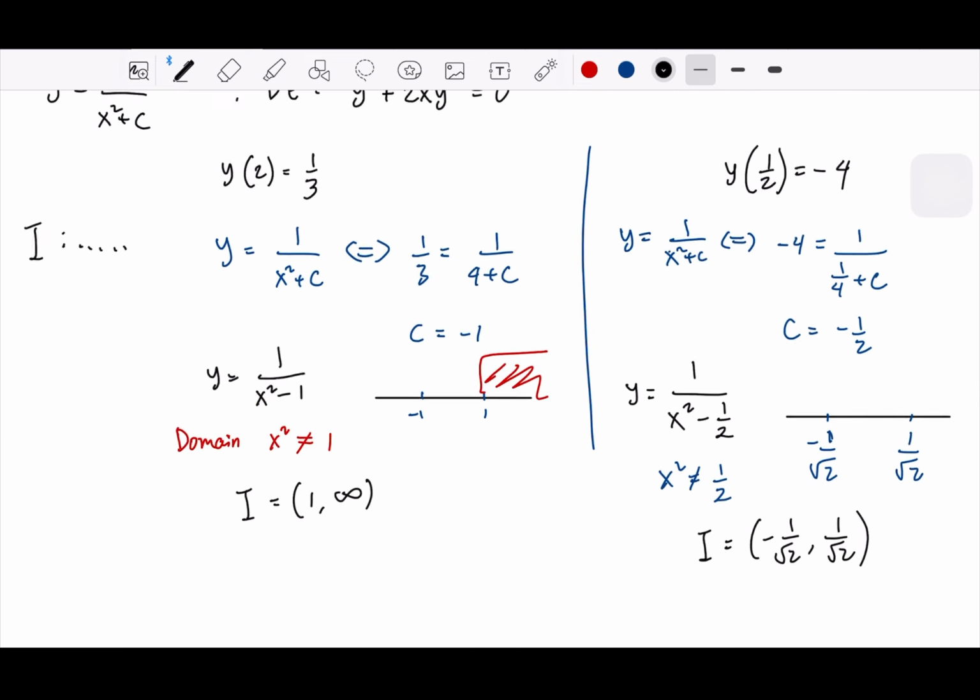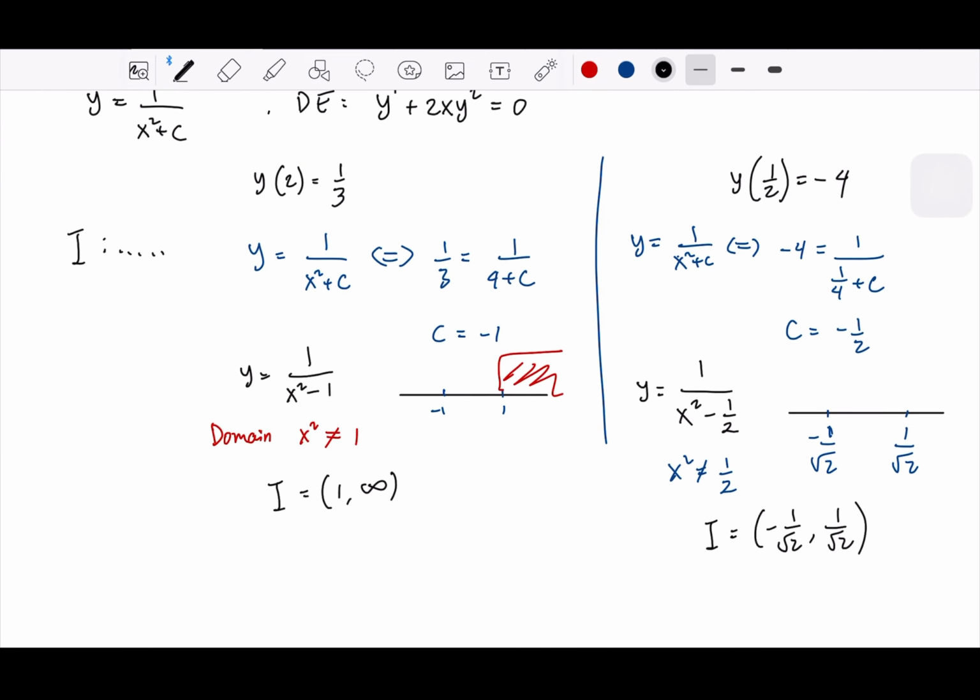Okay. And then I think number 3 and number 4 should be okay. Not really complicated, I think. Number 5 needs some integration by parts. I think that's one thing that needs to be emphasized.